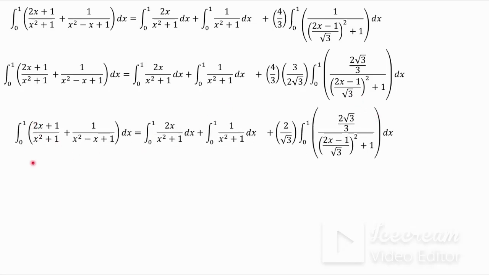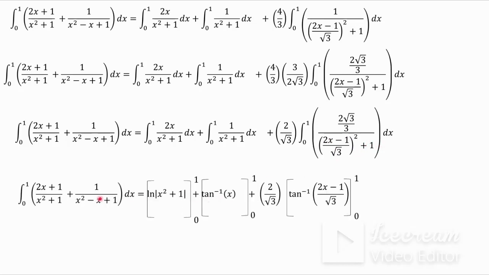So we are going to obtain the integral from 0 to 1 of 2x plus 1 divided by x squared plus 1 times x squared minus x plus 1 dx to be equal to the integral from 0 to 1 of 2x divided by x squared plus 1 dx, plus the integral from 0 to 1 of 1 divided by x squared plus 1 dx, plus this one. This 3 and this 3 are going to cancel. 2 is going to go here 1 time, 2 is going to go here 2 times, so we are going to have 2 divided by the square root of 3 times the integral from 0 to 1 of the same thing which you have here, that is 1 divided by 2x minus 1 divided by square root of 3 squared plus 1 dx.